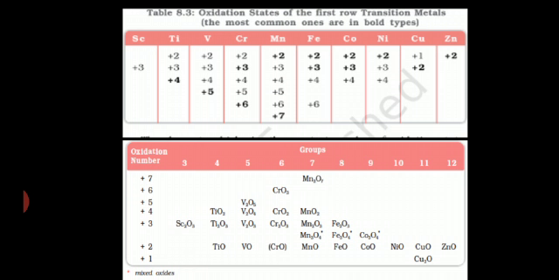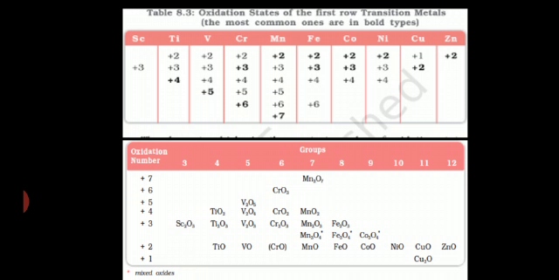The bonds formed by transition metals in +2 and +3 oxidation states are mostly ionic. On the other hand, the bonds formed in the higher oxidation states are essentially covalent. That means all +2 and +3 are ionic, and +4, +5, +6, +7 are all mostly covalent in nature.